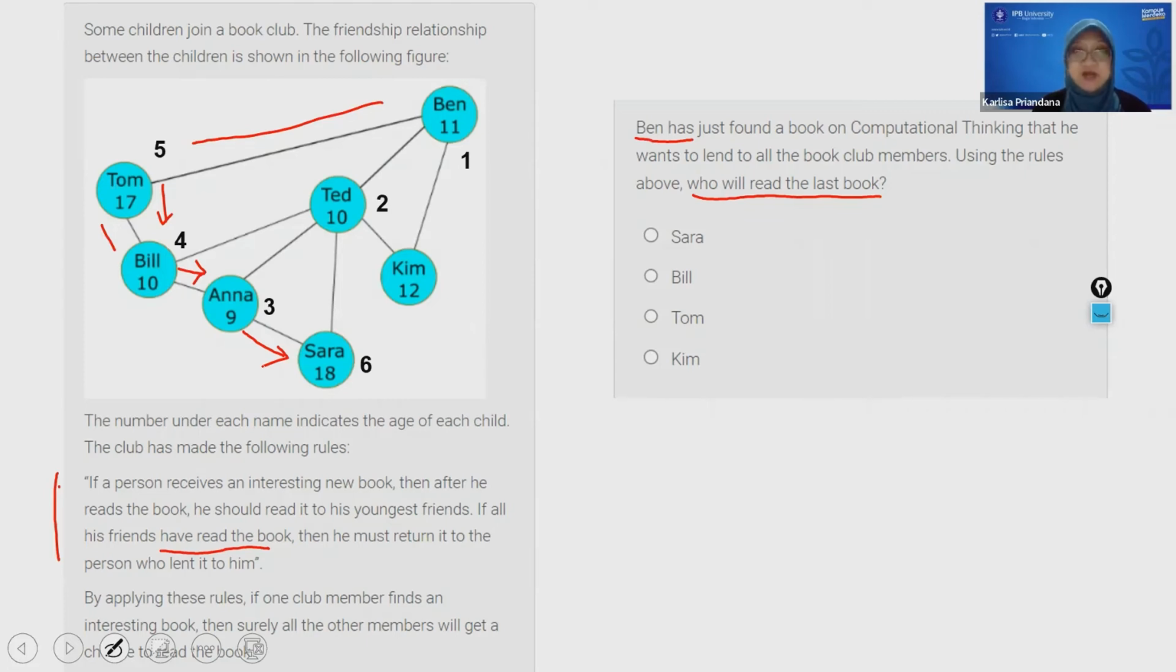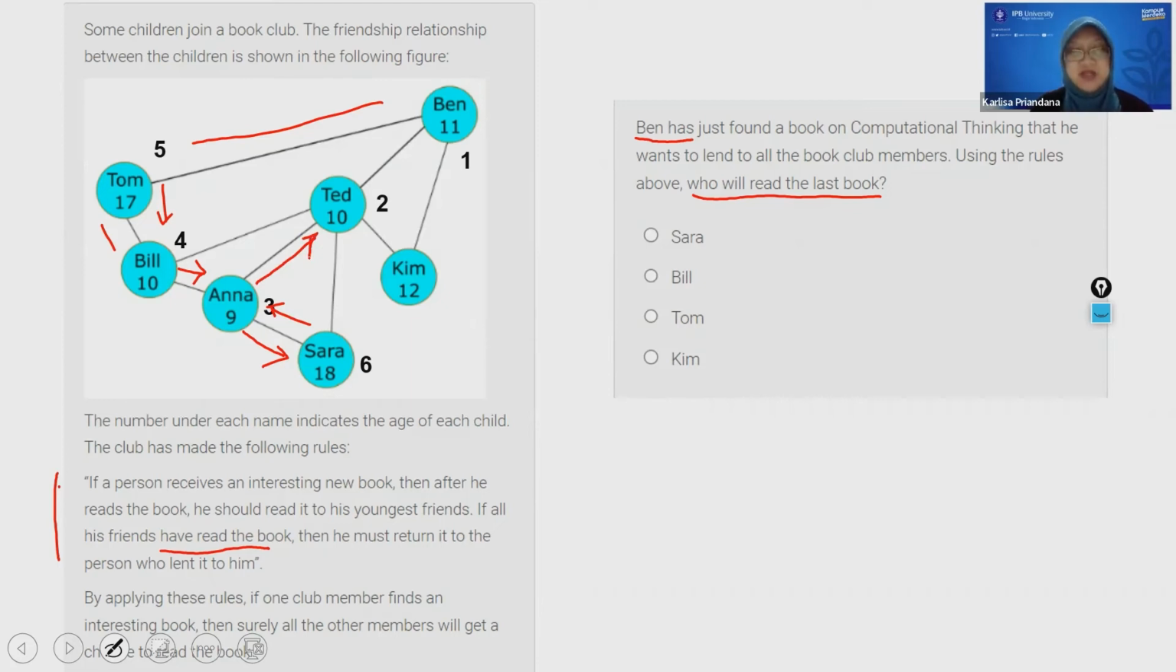Ted and Anna already read the book. So Sarah will give it back to Anna. Okay. And then Anna checks again, and her friends already read. So Anna will give it back to Ted. And then Ted will check his friends.